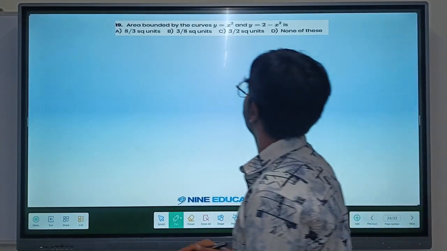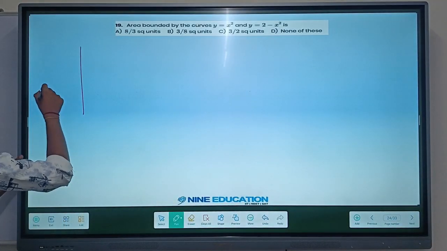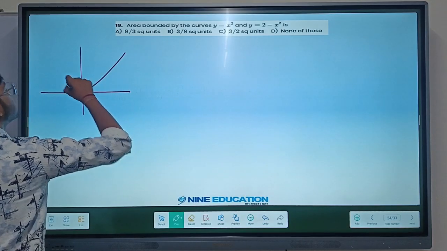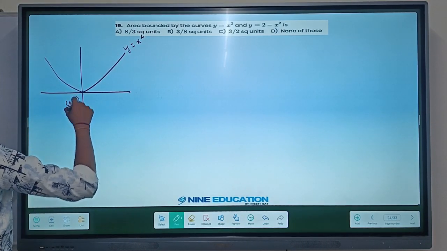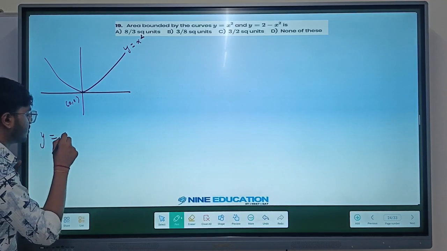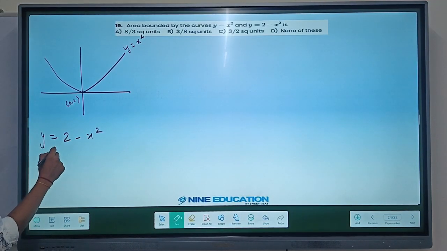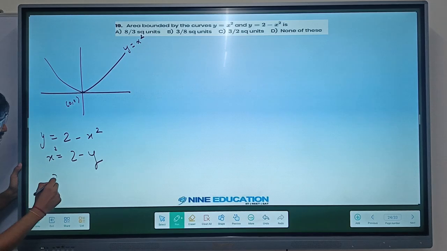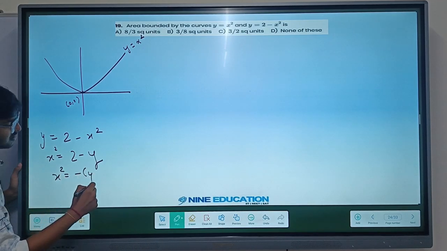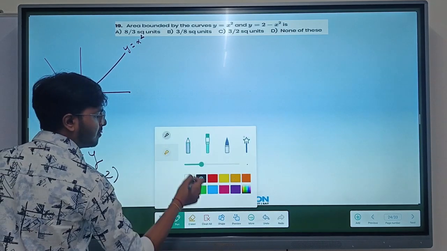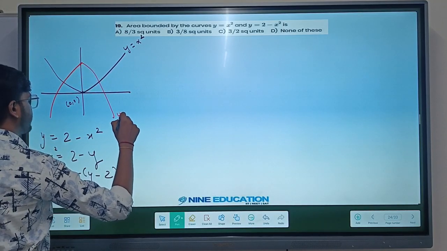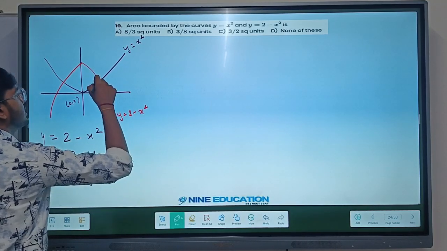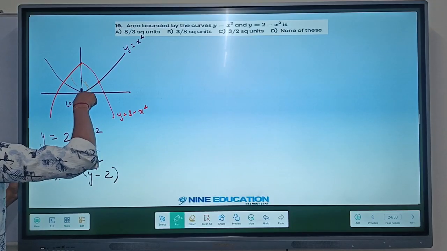Next question, area bounded by the curves y equal to x square and y equal to 2 minus x square. So this is the graph of y equal to x square, vertex at 0, 0. Y equal to 2 minus x square, you can write it as x square equal to 2 minus y, x square equal to minus of y minus 2. So vertex at 0, 2, this will be the graph of y equal to 2 minus x square. They are intersecting at two points. You are asked this whole area.